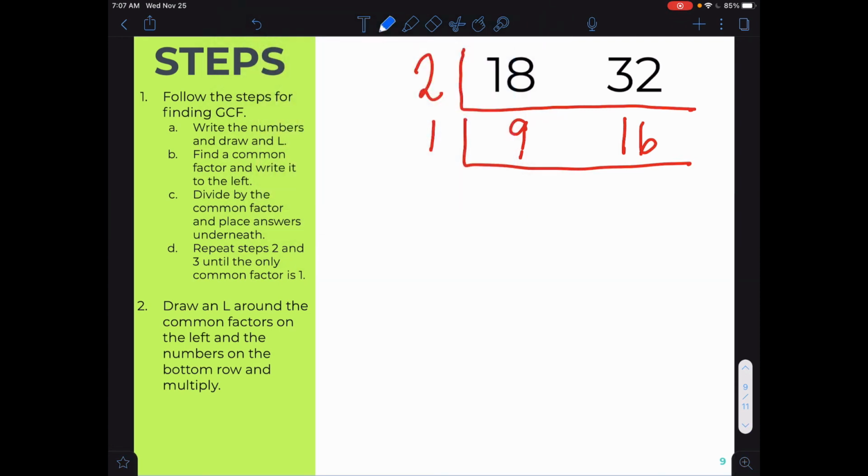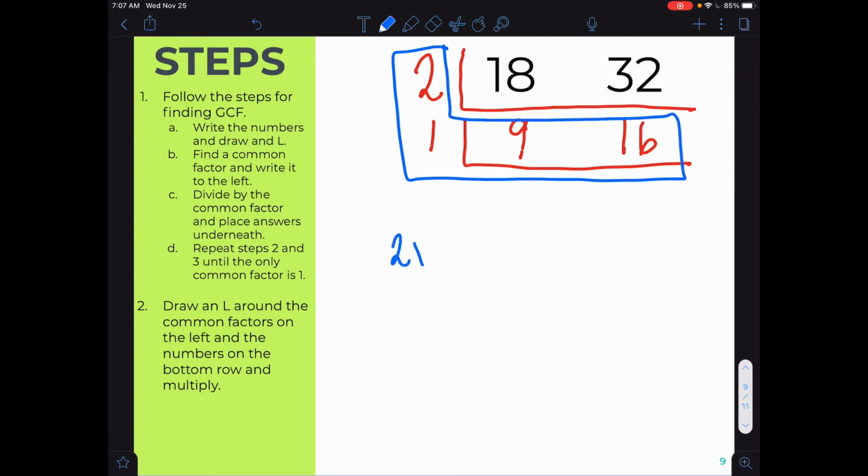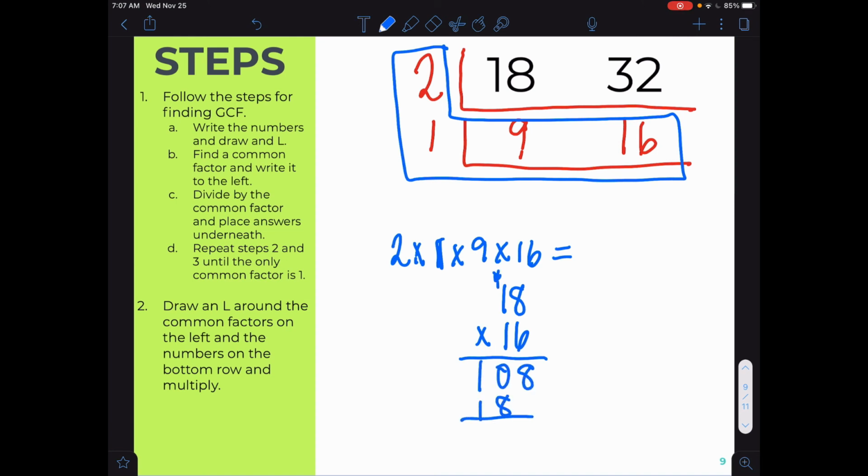So now I have to draw my big L so I can remember all the numbers I need to multiply together. So I have 2 times 1 times 9 times 16. 2 times 1 is 2, times 9 is 18, times 16. And you can either use your calculator or you can do it longhand. And we get 288 is our LCM. Imagine having to count up by 18s until you got to 288, or counting up by 32 till you got to 288. Again, this ladder method is a more effective method.